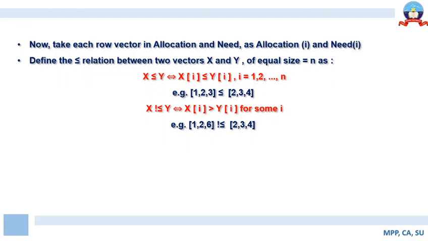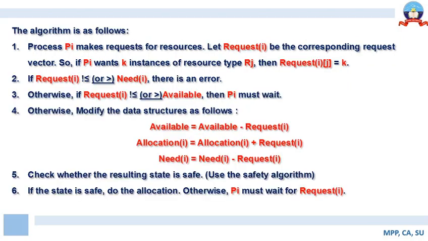For example, 1, 2, 6 is one vector, and 2, 3, 4 is another vector. So 1, 2, 6 as a vector is not less than or equal to 2, 3, 4 as a vector, because 1 is less than or equal to 2, 2 is less than or equal to 3, but 6 is not less than or equal to 4. So that condition is not satisfied. This is the way we try to establish relationships between the different rows in the two-dimensional array. Now let us proceed with the Banker's algorithm.